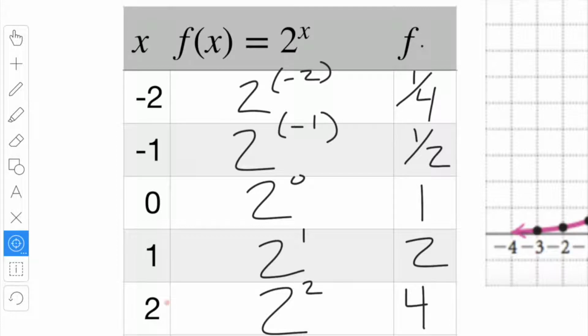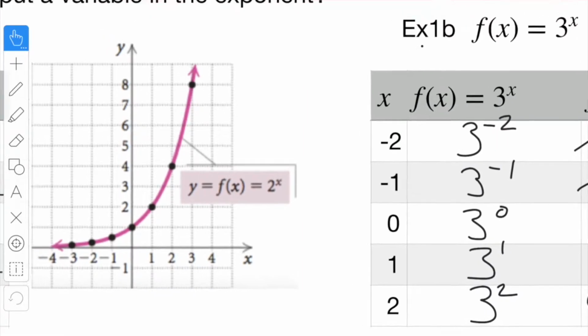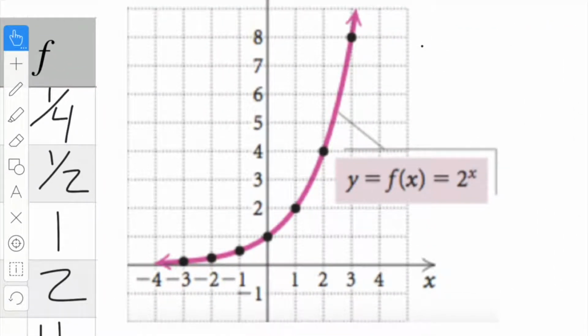2 to the second power is 4. 2 to the first power is 2. 2 to the 0 power is 1. And as we saw in the table before, 2 to the negative 1 is 1/2. 2 to the negative 2 is 1/4. If you graph these, you get something that starts doubling very quickly.